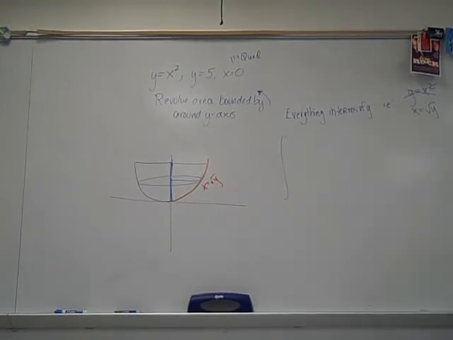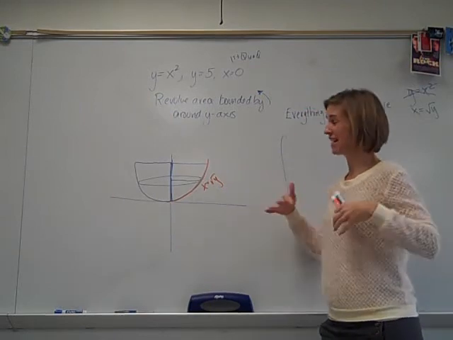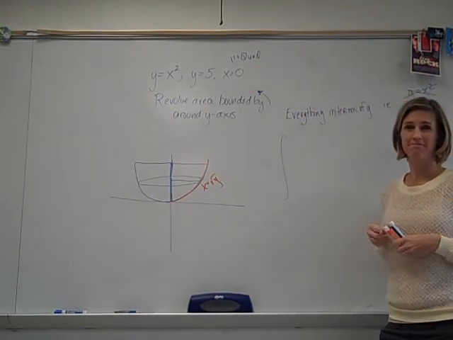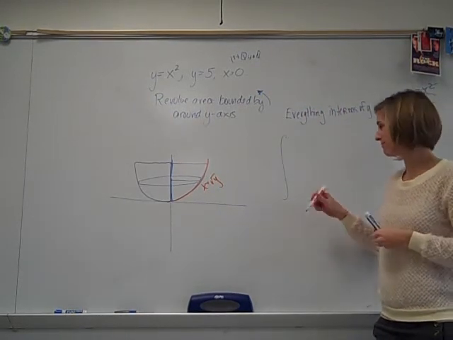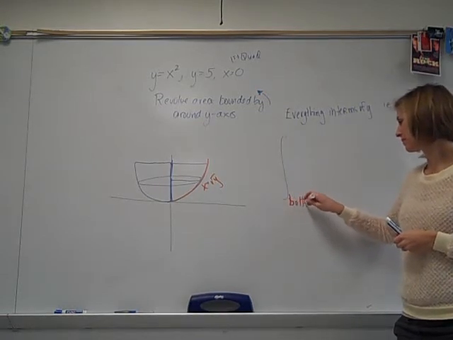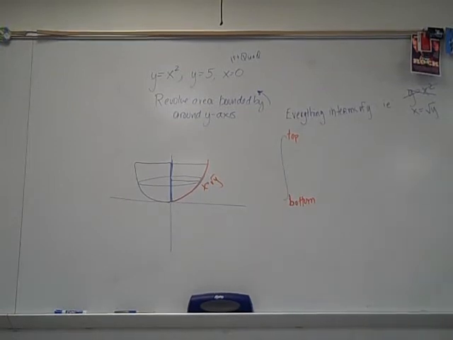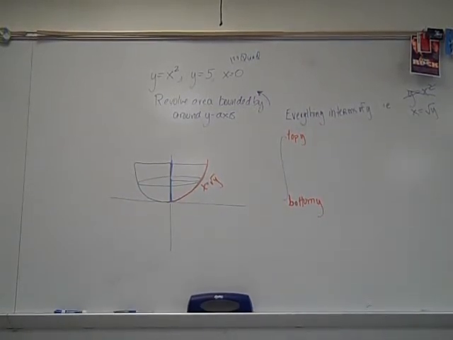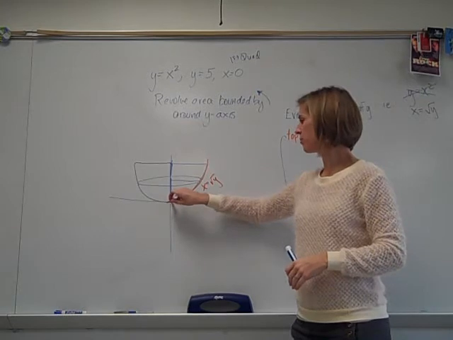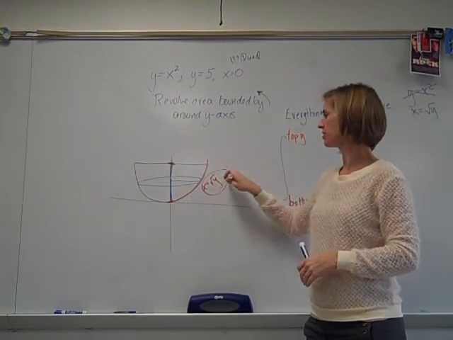In addition, instead of integrating from left to right, any clues how I'm going to integrate this time? Bottom to top. Okay, I'm going to integrate from bottom to top. So from the bottom y to the top y, everything's changed now. Before, if I'm going around the x-axis, I'm integrating from the left x to the right x, and everything's in terms of x. If I go around the y-axis, I want the bottom y to the top y, and everything's in terms of y.